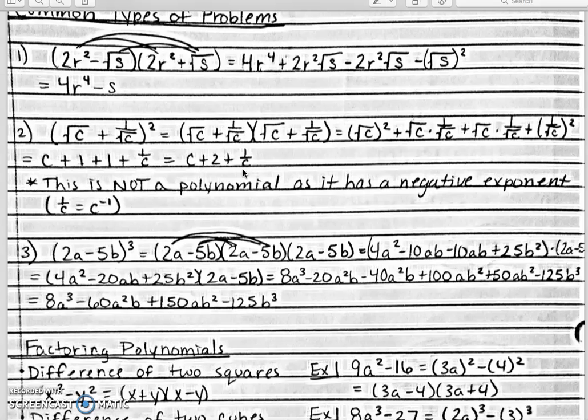so that's nothing new. It is important to note that not all of your answers are going to be polynomials. So for example, because I had a c in the denominator, or a variable in the denominator, that's the same as taking c to the -1. You can't have negative or fractional exponents when we're talking about polynomials. So just a side note, this answer is not technically a polynomial.